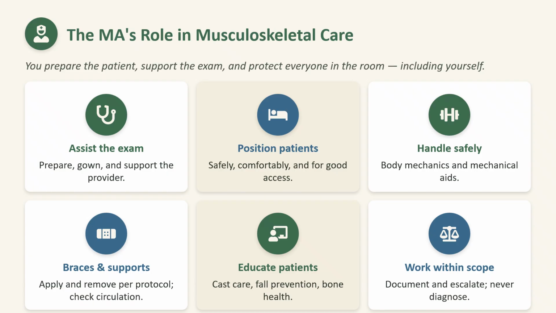Look at the line at the top because it names something distinctive about this module. In skin care, you protected the patient. Here, you protect the patient and yourself. A careless transfer can injure both of you at once. Everything we cover today has that double purpose.